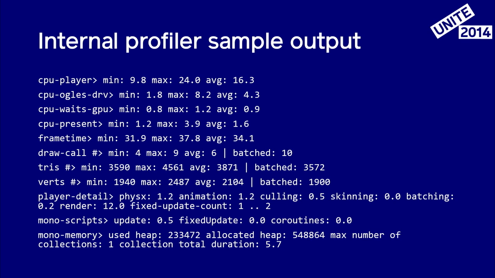And player detail shows you all of the subsystems, and you can easily understand what's causing that. So physics is physics, animation, oh, I don't know that, probably animation. Culling is culling, skinning is for animating skinned meshes, batching is for batching, and rendering, as always, is taking the most time. So in this case, you already know that your physics or animation isn't taking too much time. You don't need to worry about that. Just focus on rendering and optimizing that.